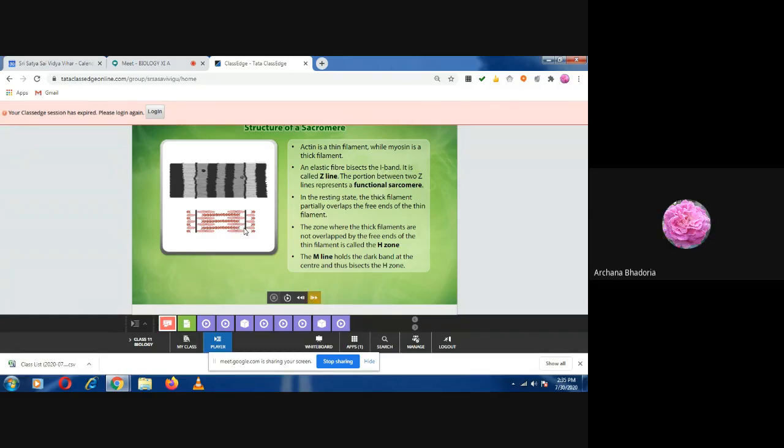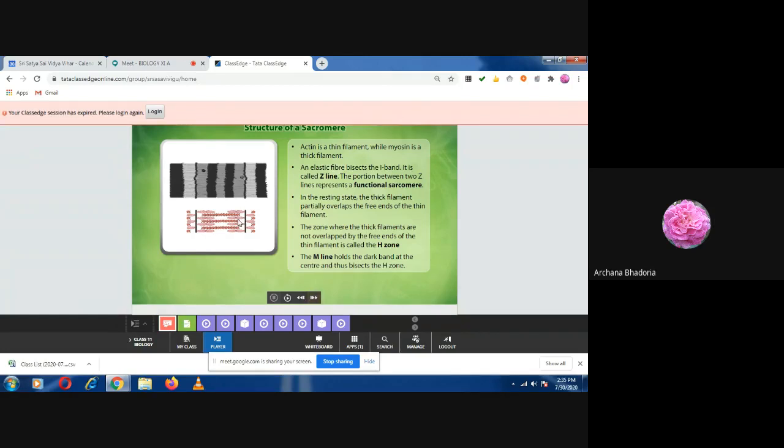Light band. ठीक है, तो ये जो है ये लाइट बैंड है. लाइट बैंड का आधा इस तरफ आधा है, इस तरफ आधा है. तो एक ये जेड लाइन इसकी हो गई, एक इधर इसकी हो गई. और you know that alternate light and dark है. Okay, so this is the light band, then the dark band, then again the light band, and this is the Z line. So the distance or the portion between two Z lines is known as the functional sarcomere. This functional sarcomere will have the light band on both the sides and in the center the dark band. Did you get it?